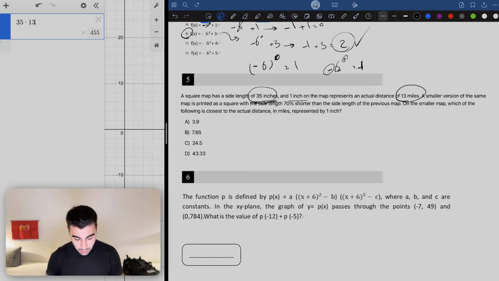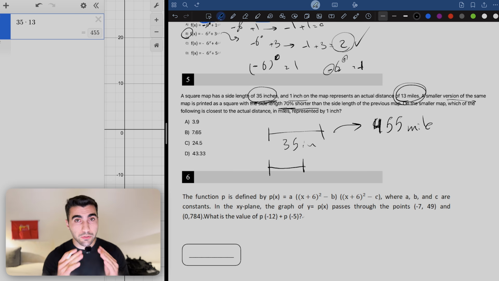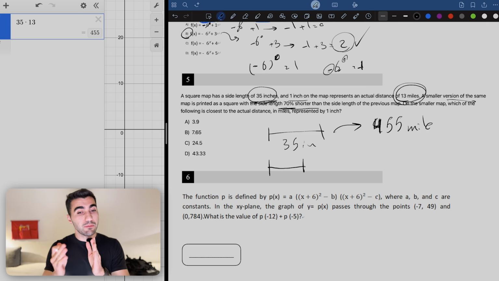So this is a square map. Let's say this is the distance with 35 inches. Each inch represents 13 miles. So the total that it represents is 455 miles, right? That is what the whole thing is representing. A smaller version of the same map is printed as a square with a side length 70% shorter. So 70% shorter means it is 30% of the previous one.